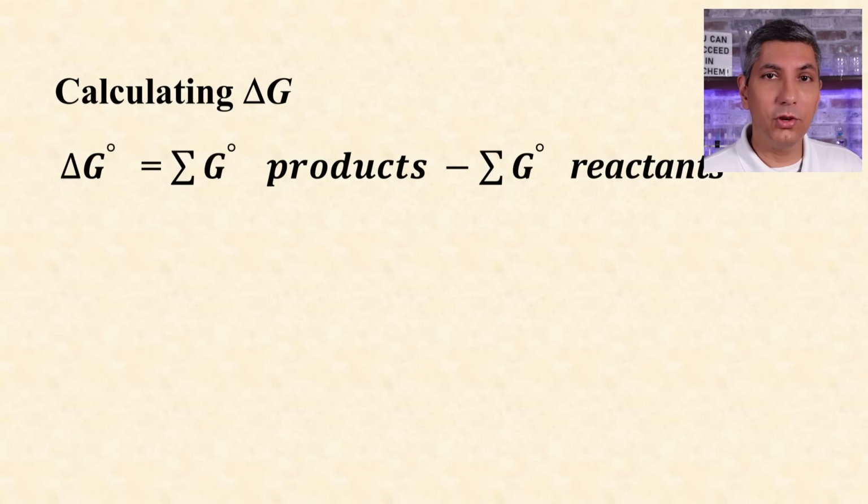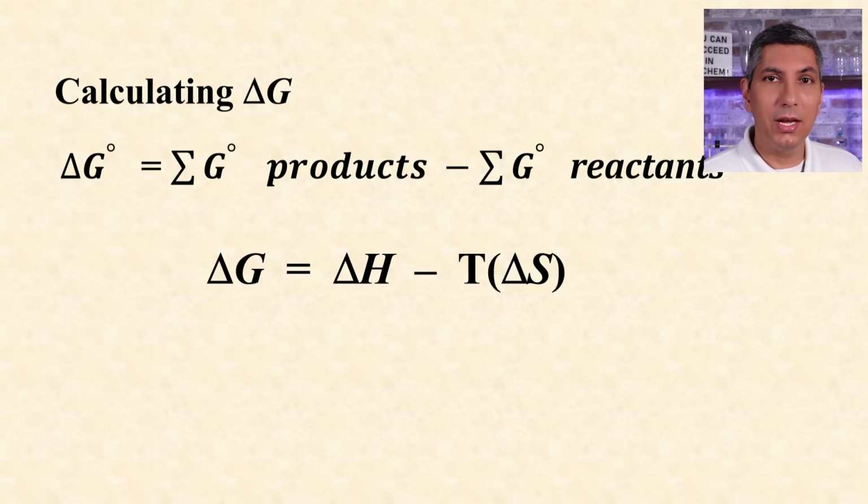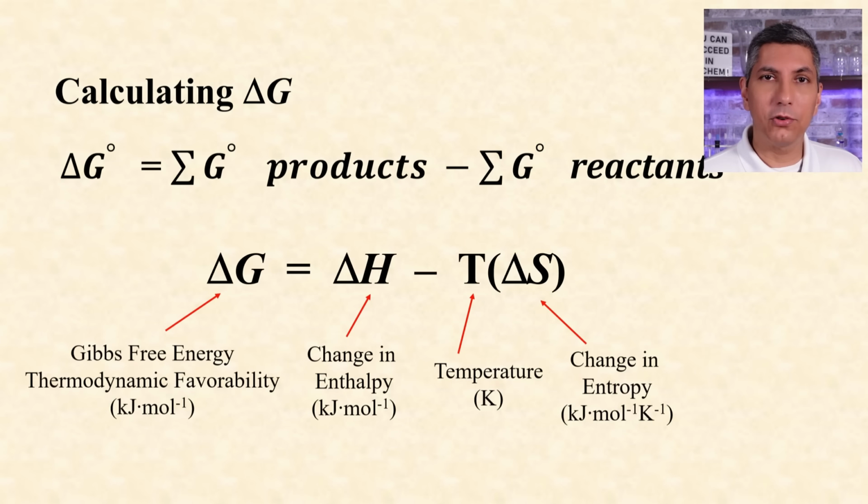There are several ways to calculate delta G. One way is to take the total sum of the individual Gibbs free energies of the products and subtract the total sum of the Gibbs free energies of the reactants, just like we did previously for delta H and delta S. Another way is to use the equation delta G equals delta H minus the Kelvin temperature times delta S. If we know any 3 of these values, we can calculate the 4th. Just be careful with your units, because entropy is usually given in joules, and the others are usually given in kilojoules.